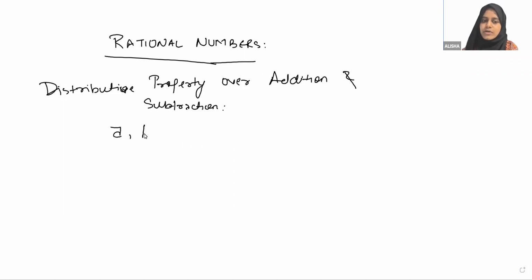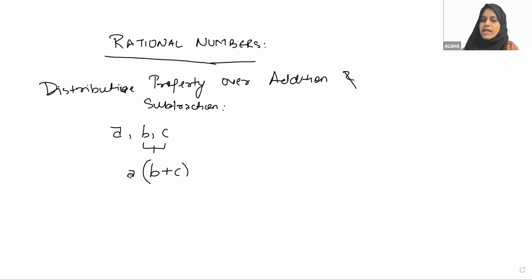If I have these three numbers, A, B, and C, and all these three numbers are rational numbers. And if I add B and C, and I ask you to multiply A with this sum, first see the screen. If I ask you to multiply this number with this sum, what will you do? You will put these two in the bracket and A will be outside the bracket.